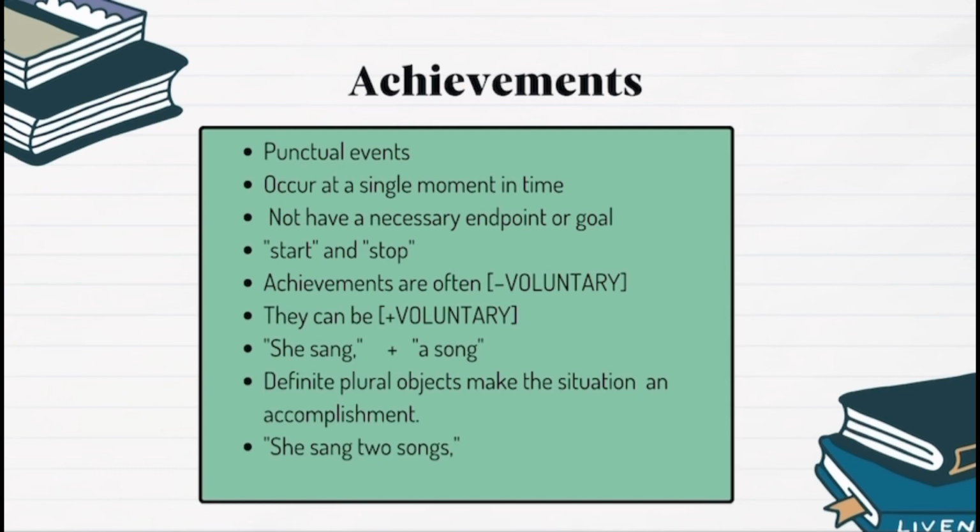For example, she sang. The verb sang simply describes an ongoing action of singing. However, when the nominal object a song is added, the action becomes more goal-oriented. The person is singing a specific song, which gives the action a sense of completion. Definite plural objects make the situation an accomplishment. For example, she sang two songs.